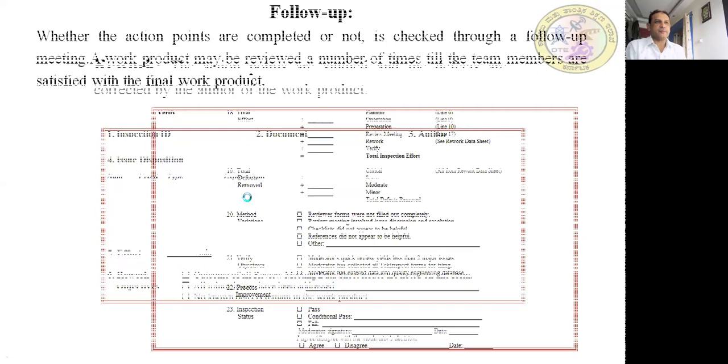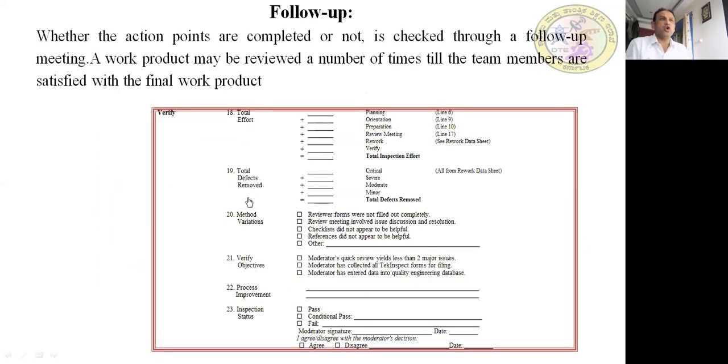Yes, next. After rework, follow-up. Whether the action points are completed or not is checked through a follow-up meeting. What is a follow-up meeting? Last week you might have identified and reviewed the defects. After 2 to 3 days, you need to check whether the defects have been rectified or not. Again, you'll be having a separate meeting there.